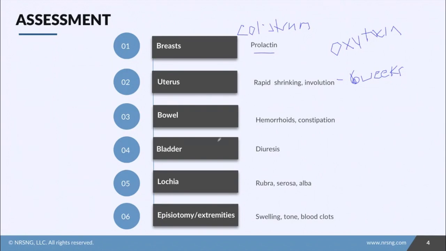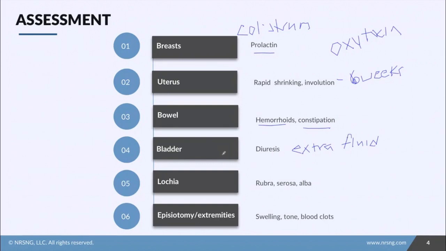All right, now moving on to our next B, which is bowel. So what's going on here? Our patient might have some hemorrhoids from the pressure of carrying a baby, but also from pushing. And then they might also experience some constipation. For our bladder, the GI system is going to undergo some changes. They are getting all this extra fluid. They have extra fluid during pregnancy, and then they're also given extra fluid while they're in labor.